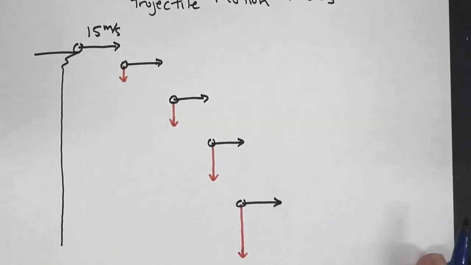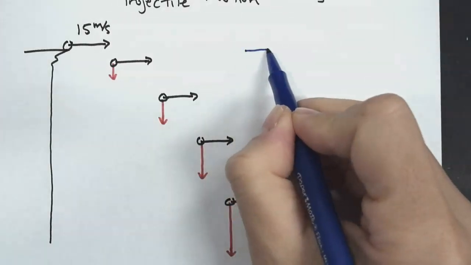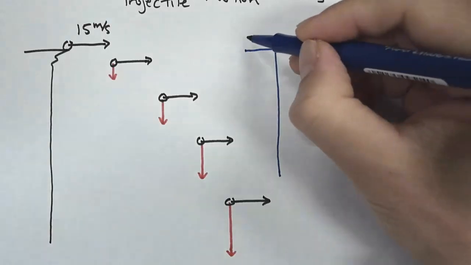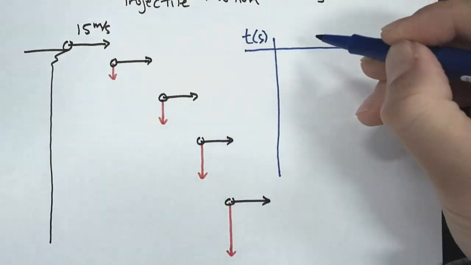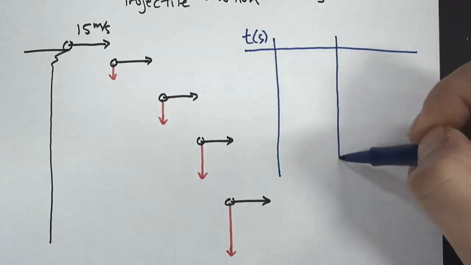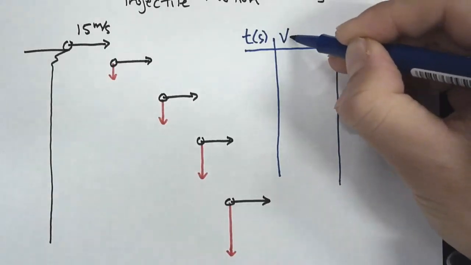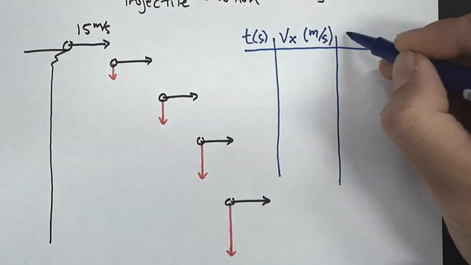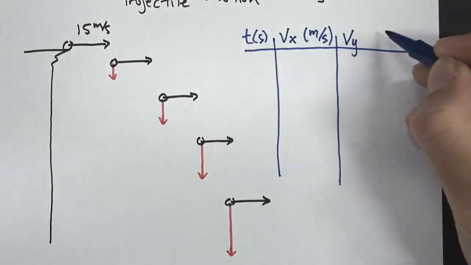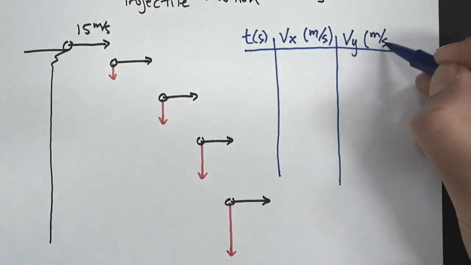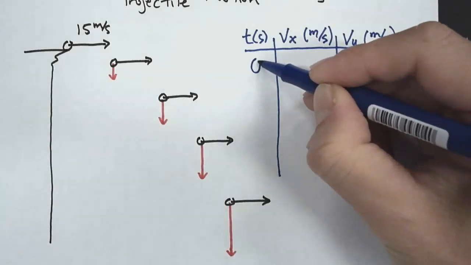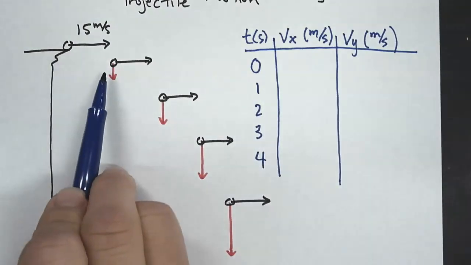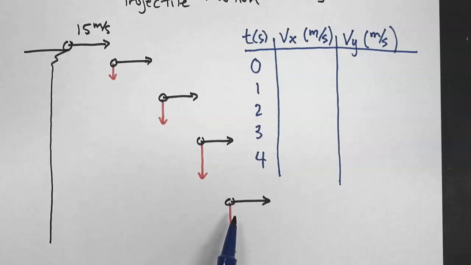So now I'm going to create my table. The first column will be for the time, which is measured in seconds. The second column will be for the horizontal velocity, measured in meters per second. And then my third column is my vertical velocity, which is measured in meters per second. We're going to look at 0, 1, 2, 3, and 4 seconds.